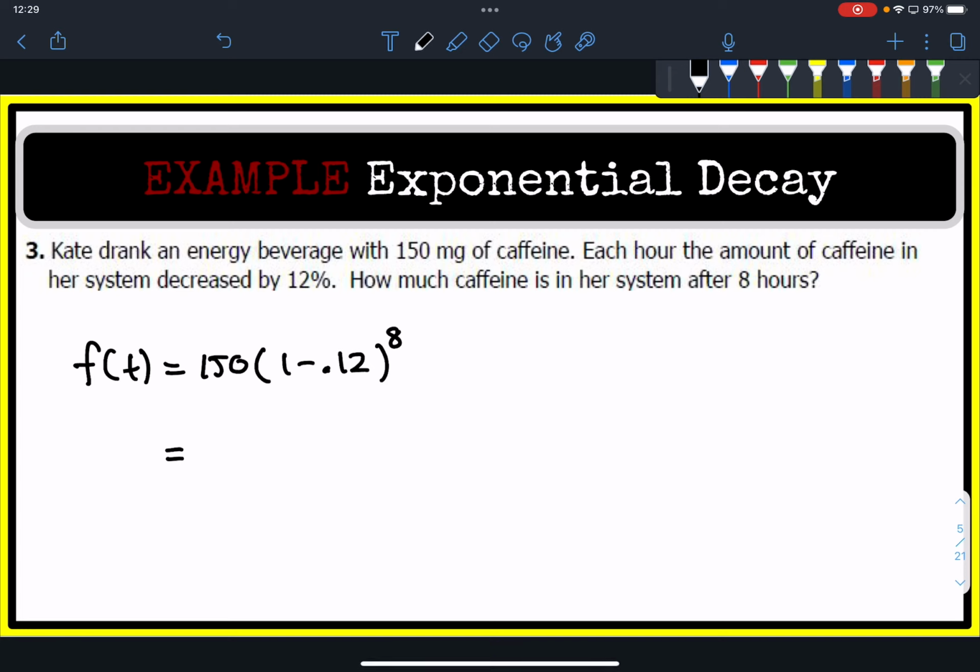So we'll multiply 120 times 1 minus 0.12 raised to the 8th power, which is going to equal approximately 53.95 milligrams. So there's your answer. So these functions, again, are not hard to use. You just simply have to input the corresponding values into the function.